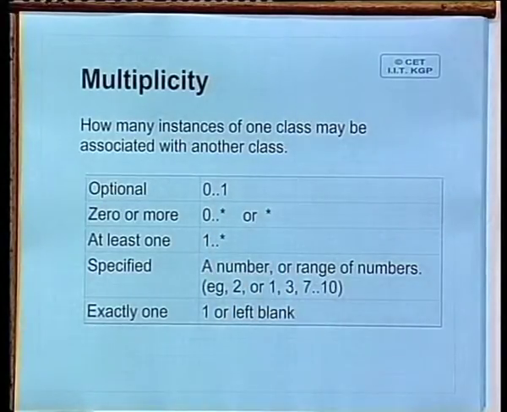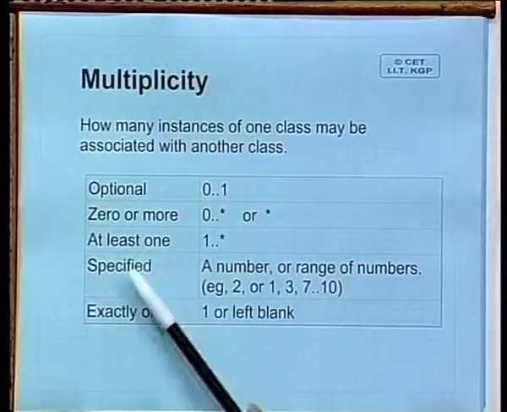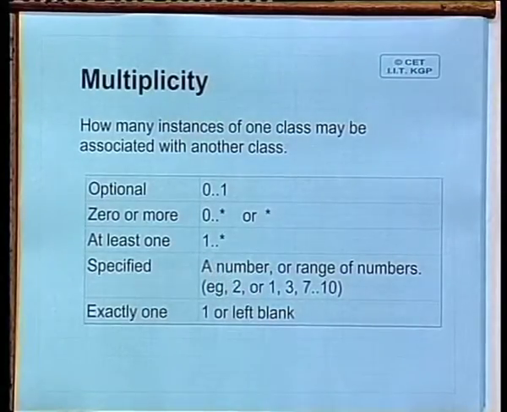Otherwise, simply star. 0..* and simple star are one and the same. It could be at least 1, that is 1..*, at least 1. Or a specified number or range of numbers, that is 2, 1, 3, 7, 10.